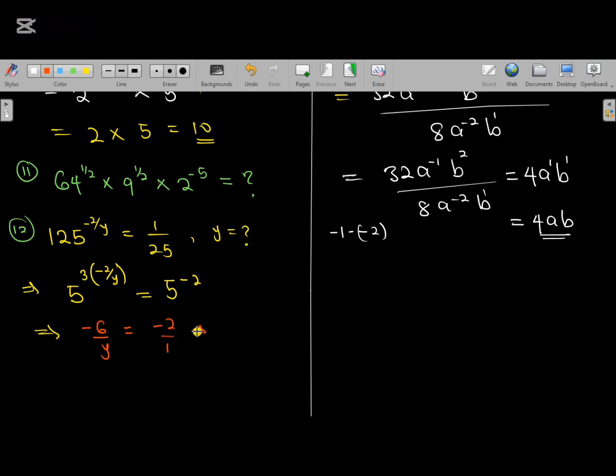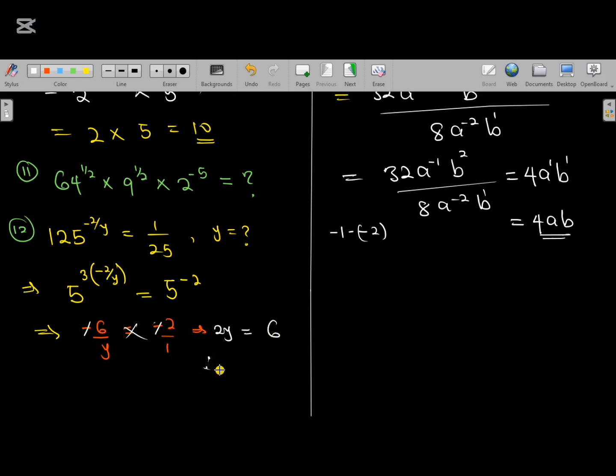Cross multiply. Of course, you can first of all take away the minus sign on both sides. So if we cross multiply, this will now give us 2y is equal to 6 times 1, which is going to be 6.